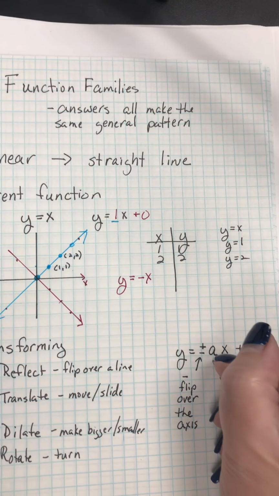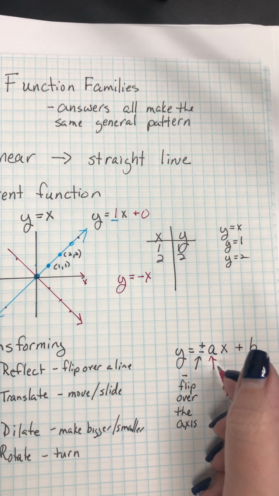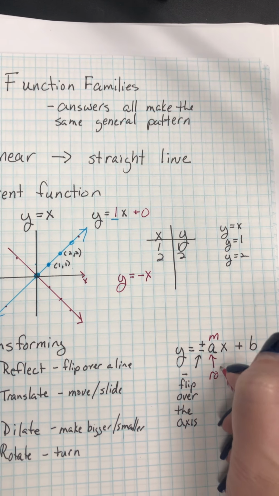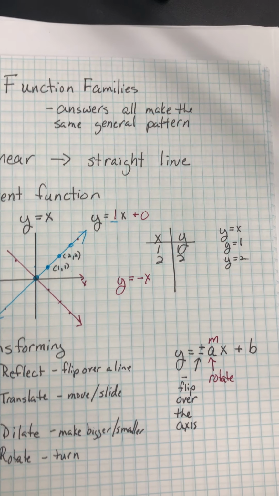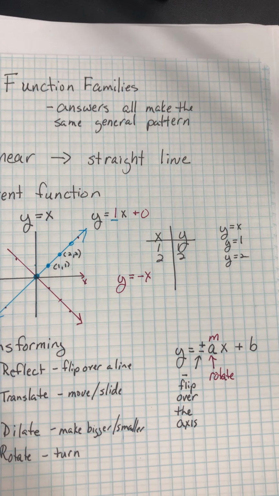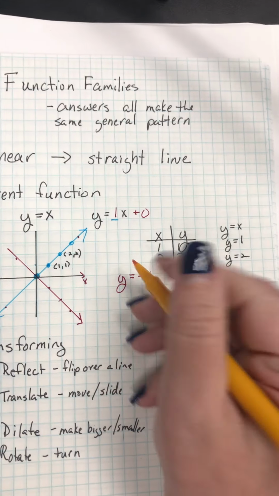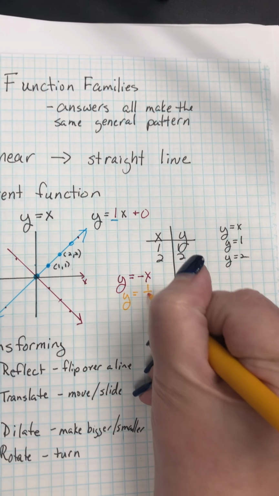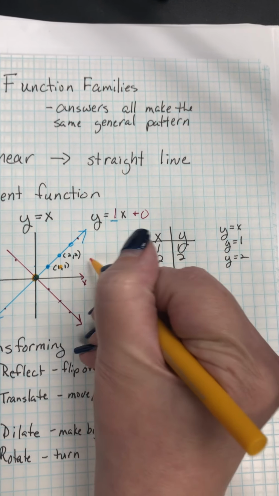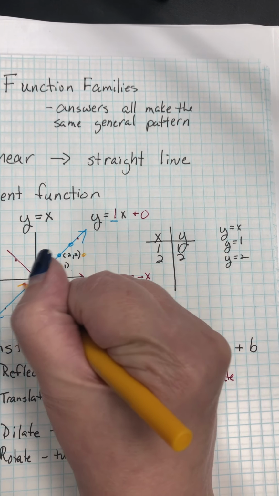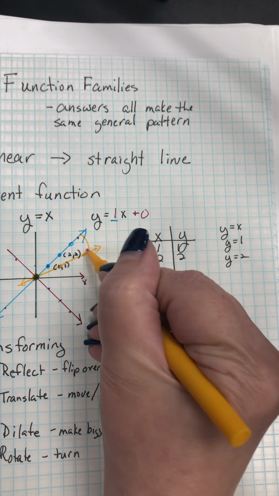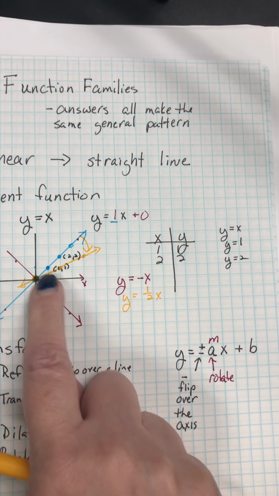This number here, which we typically use m to mean slope, rotates our line. If we look at this, let's say we had y equals 1/2 x. So we start at 0, but now we are going to go up 1 and over 2. Do you see how our blue line was rotated to be less steep?